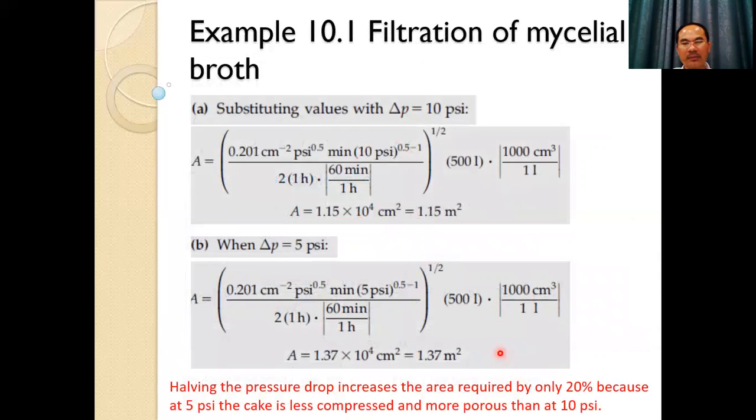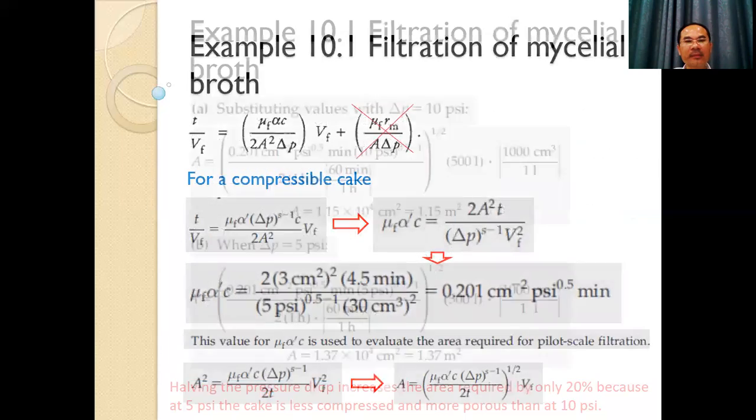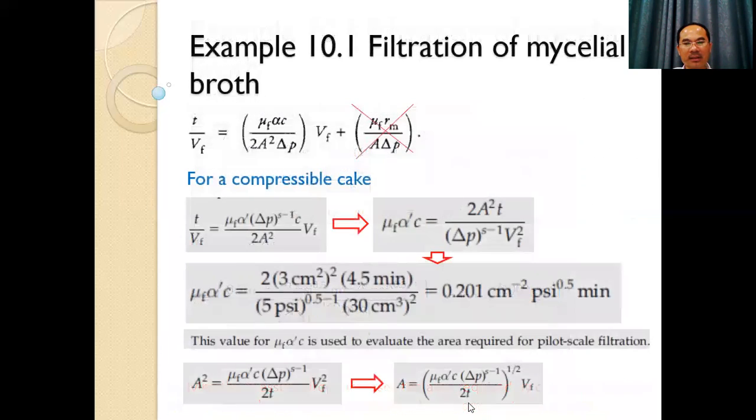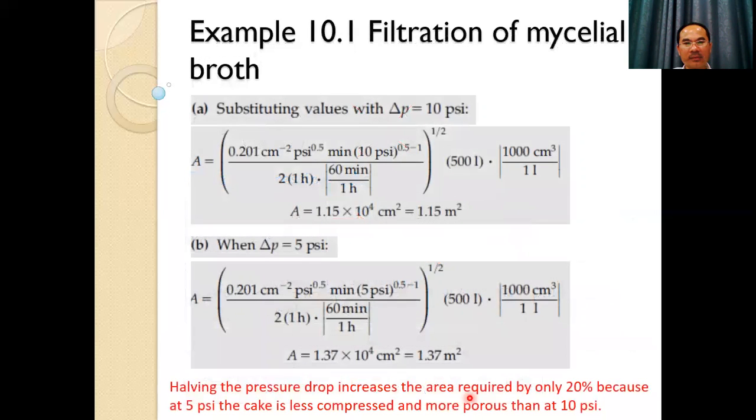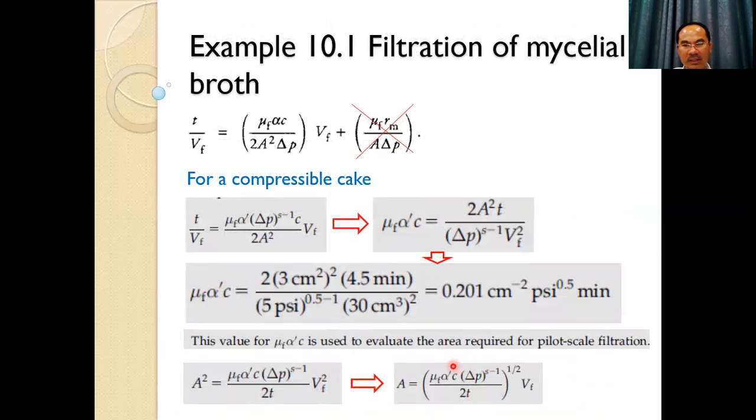For the large scale, the volume is 500 liter. And we know delta P. We know time. We set the time as 1 hour or 60 minutes. We know this term mu alpha c, which is equal to this. We know delta P, you know T, you know Vf. You can calculate it.